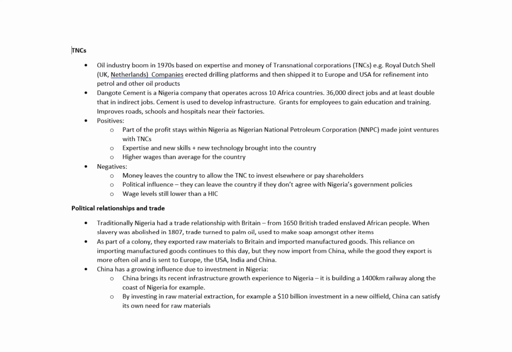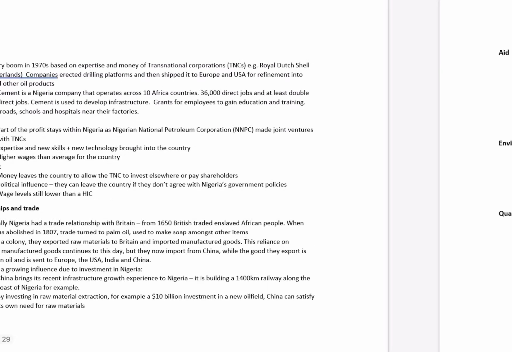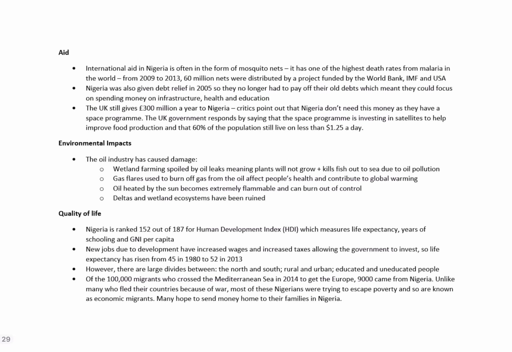One big thing that's come out of this is the relationship between China and Nigeria. China's bringing its experience to Nigeria and helping to build a 1,400 kilometre railway along the coast of Nigeria to support trade. It's investing in oil fields and in raw mineral extraction. So you might say, well, actually, again, they're attracting loads of economic investment. So in theory, Nigeria now has a bit more cash to aid and support its development as well.